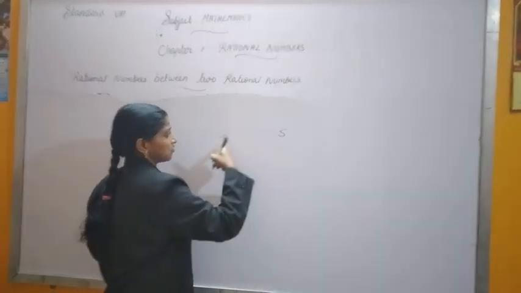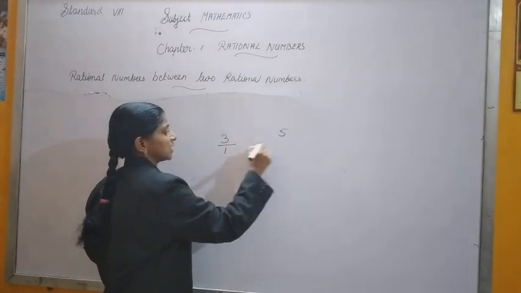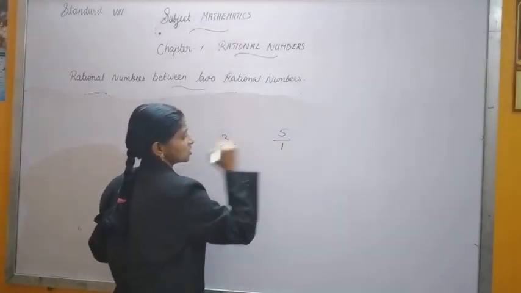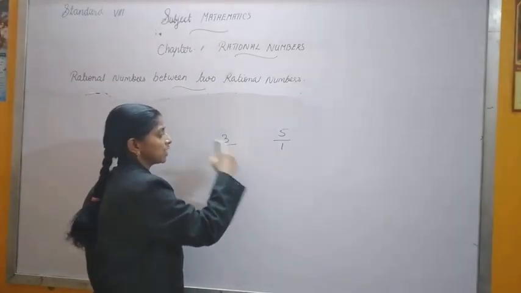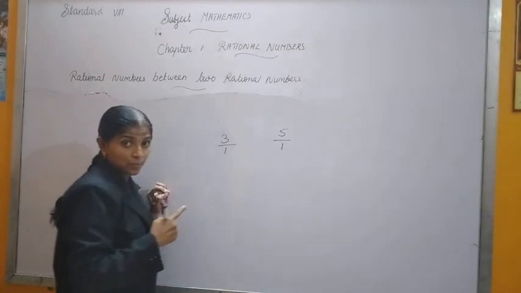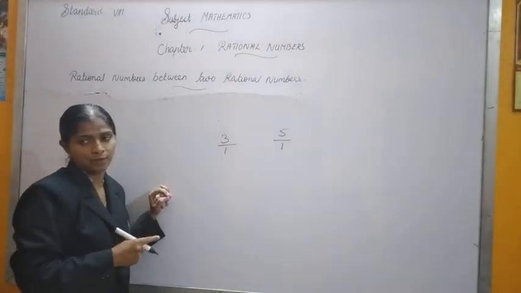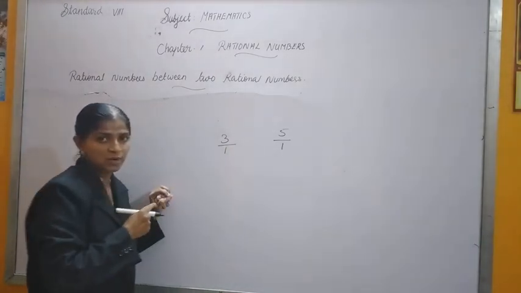So 3 and 5 are integers. All the integers we can convert into rational numbers. 3 when we convert into p upon q form we get 3 upon 1. 5 when we convert into p upon q form we get 5 upon 1. Now you look at these two denominators. Both are the same denominator, no?